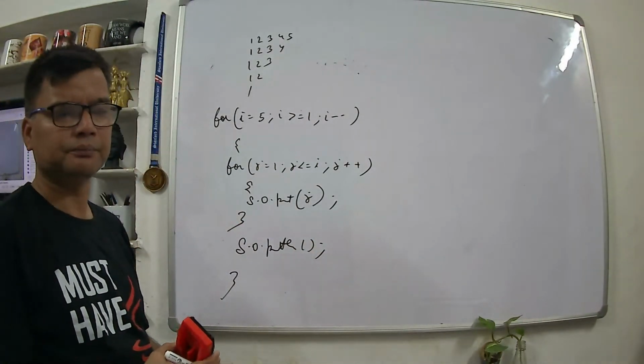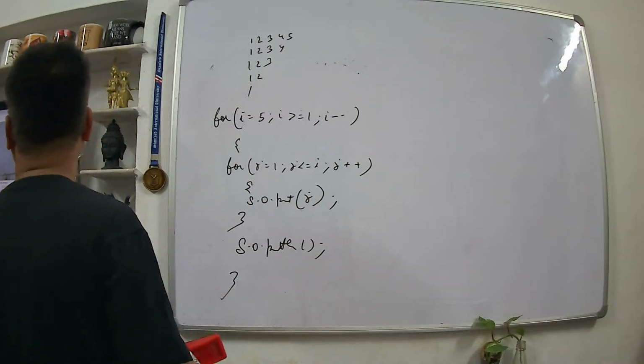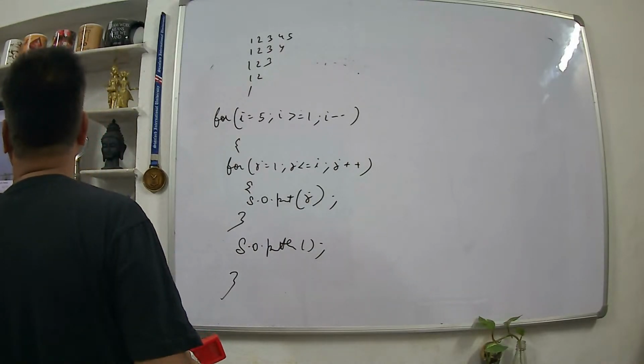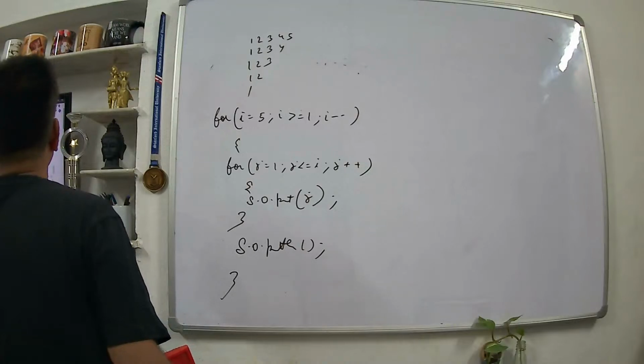Is it okay? Which loop do you want to see the execution of? I want to see.